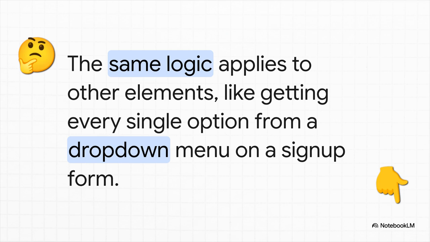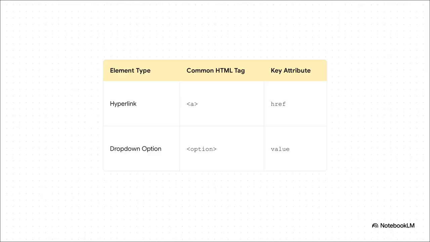Think about this. What if you wanted to grab every single option from a drop-down menu? Like a huge list of countries on a sign-up form or job titles? Well, it's the exact same logic. All you have to do is find the new pattern. So we already know for a hyperlink, the tag is A and the key attribute is href, right? Well, for a drop-down item, the common tag is option, and the important attribute is usually called value. So by telling our script to hunt for option tags instead of A tags, we can instantly pull every single item out of any drop-down menu. It's the same trick, just a different target.